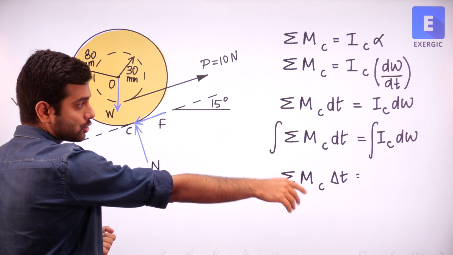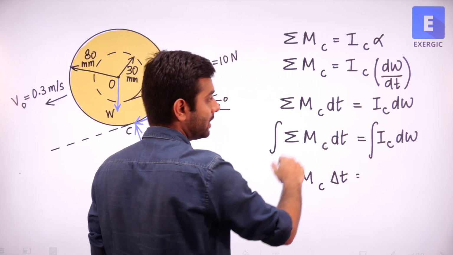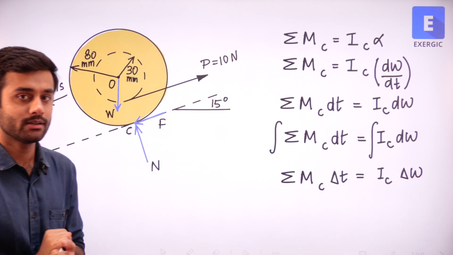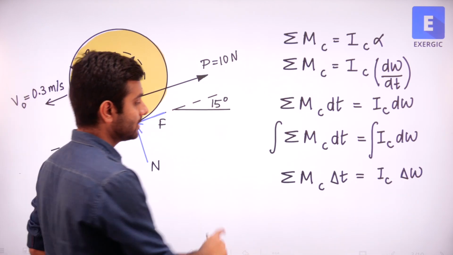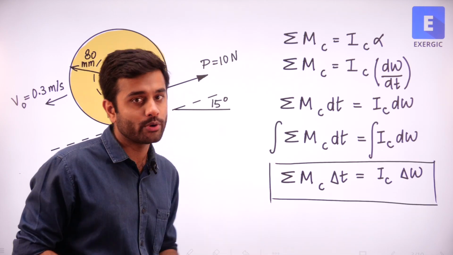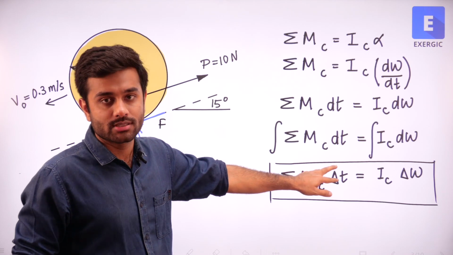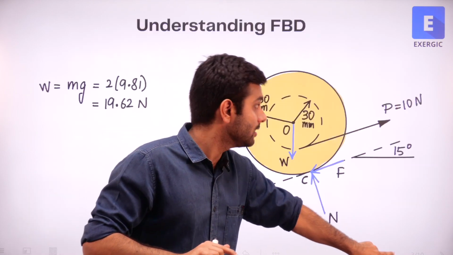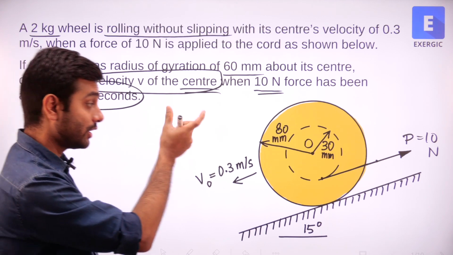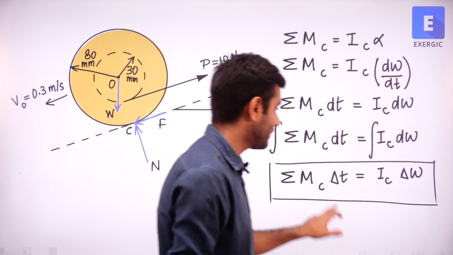On the right hand side also, this is a constant, it will come out of integration. All you will have is delta omega. Correct? So this is the equation that we have got. This we need to find out: how much is the summation of moment about point C. Delta t is known to us, 5 seconds. The question asks, what will be the velocity when it is applied for 5 seconds? So for a duration of 5 seconds, delta t is 5.